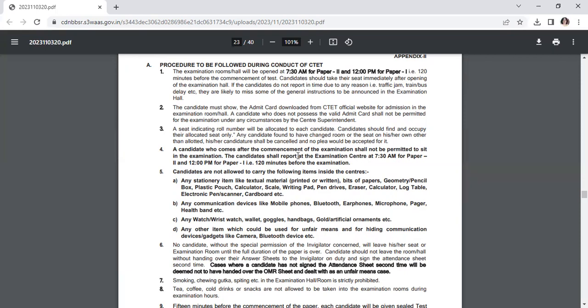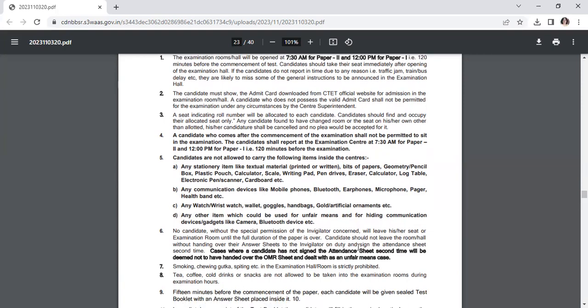A candidate who comes after the commencement of the examination shall not be permitted to sit in the examination. And as I told, you are supposed to go 120 minutes before the examination. Any stationery items like textual material, printed or written bits of paper, geometry or pencil box, plastic pouch, all these are not allowed. Any communication devices like mobile phones, Bluetooth, earphones are also not allowed. Any watch, wristwatch, wallet, goggles, handbags, gold or artificial ornaments are not allowed. Any other items which could be used for unfair means and for holding communication devices, gadgets like camera, Bluetooth devices are not allowed.